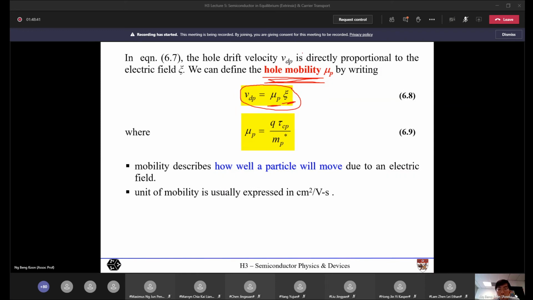So this mobility quantity is a material property. You find that in different semiconductors, the mobility will be different, and it depends on what material you are looking at. The unit of the mobility is centimeter square per volt second, and it basically describes how fast the particle, or the hole in this case, can move given an electric field in the semiconductor. So the higher the mobility, the faster it can move for a given electric field.